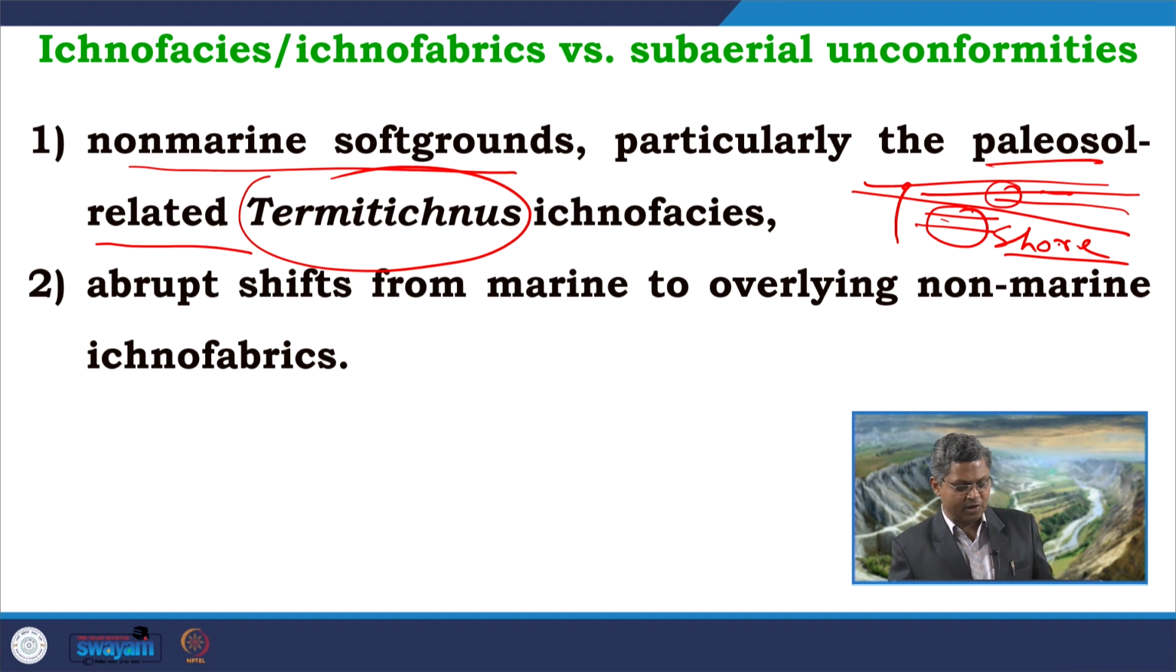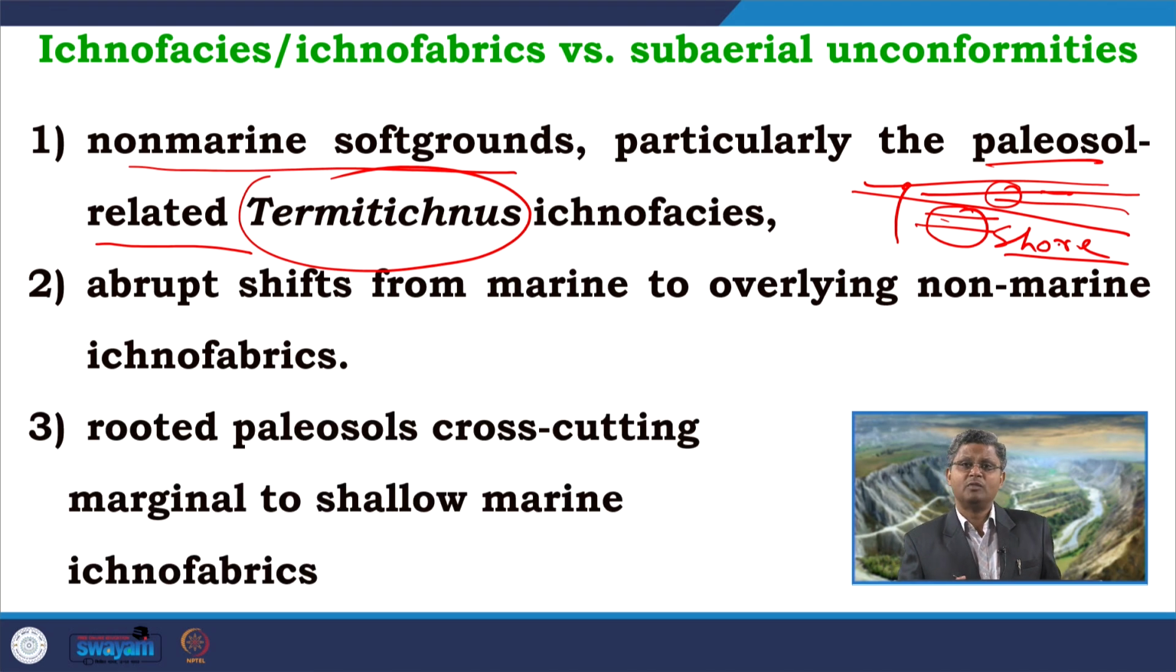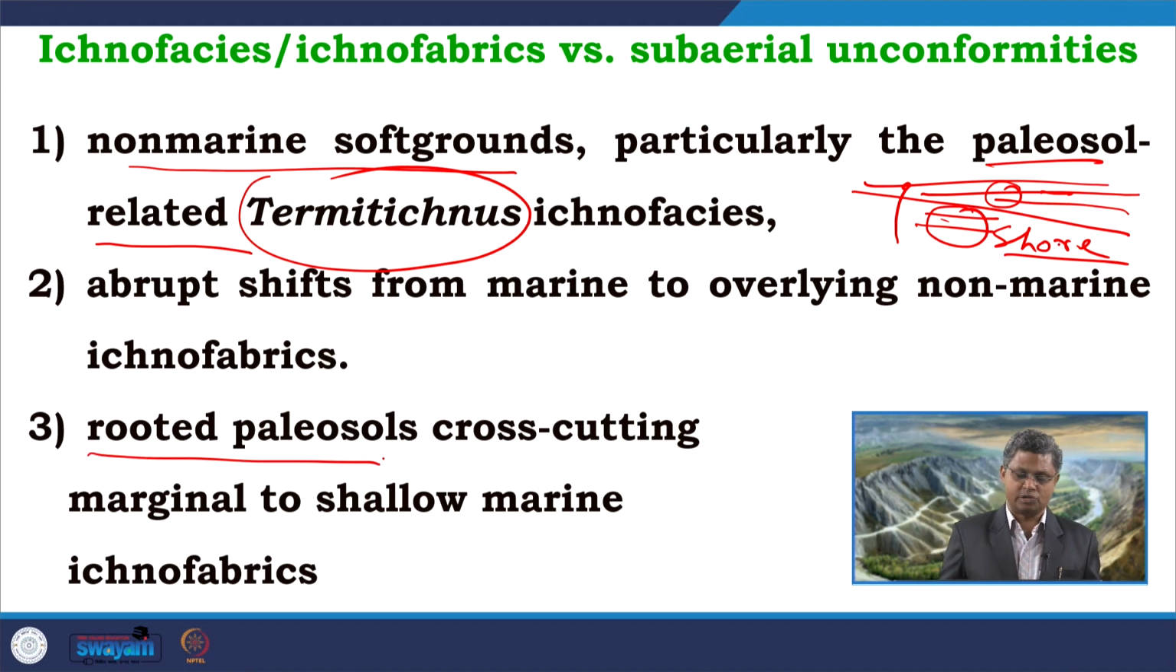overlying non-marine ichnofabric. And apart from this, within these paleoshores, since they are often highly vegetated, we can get some root structures or paleo root structures, traces of roots present within this succession. So, these are some of the ichnofacies or ichnofabrics which can be associated with subaerial unconformity, and when we look into the overall succession along with the geometry of the stratal stacking pattern, arrangement of the strata and identifying the surface, these ichnoforms or ichnofabrics can also be used for our interpretation.